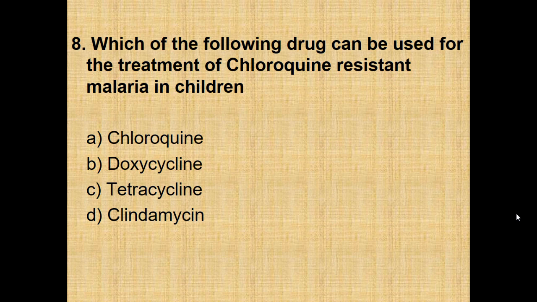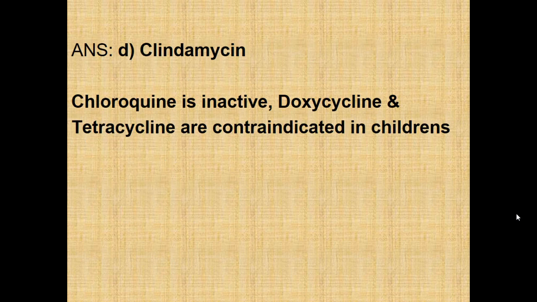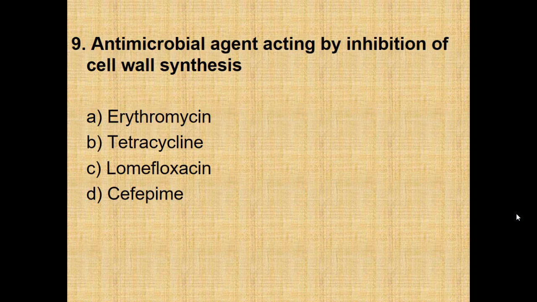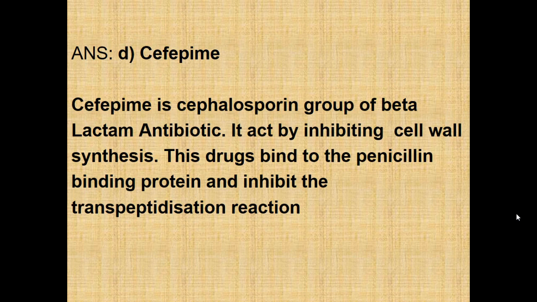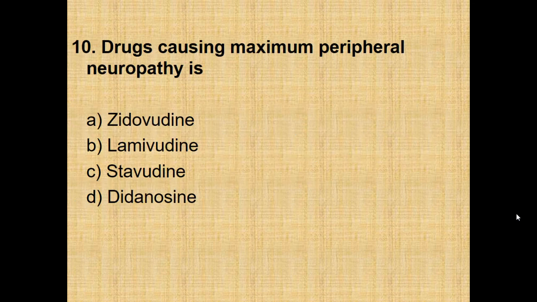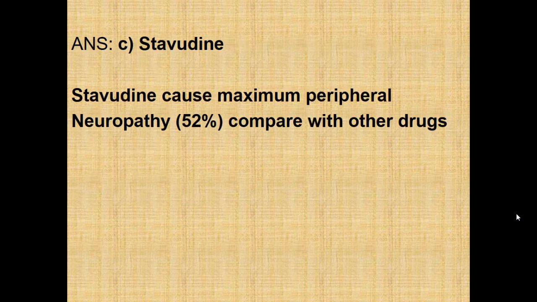Here, you can see chloroquine resistant malaria, especially in children. Sometimes they will ask which enzyme or which protein is inhibited by penicillins or beta lactam antibiotics. That is penicillin binding proteins. Here all will cause peripheral neuropathy, and which will cause it severely.